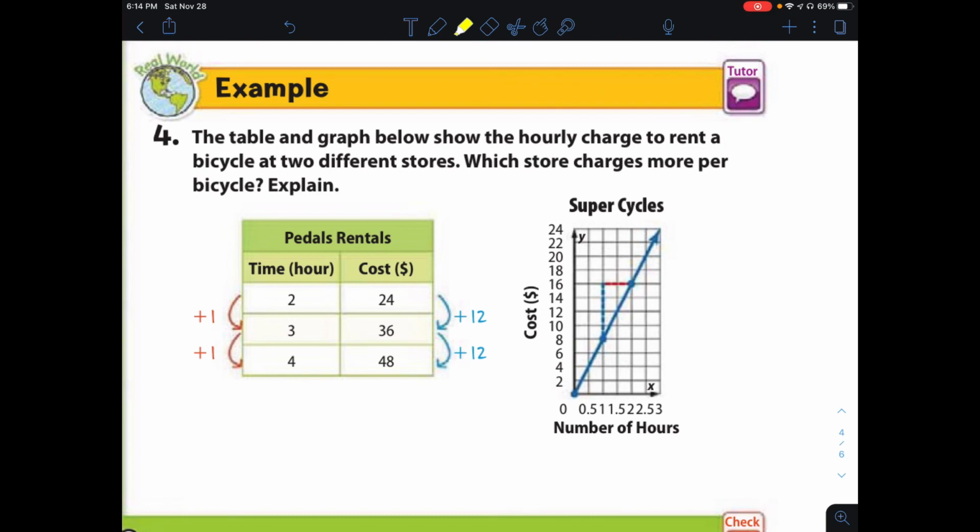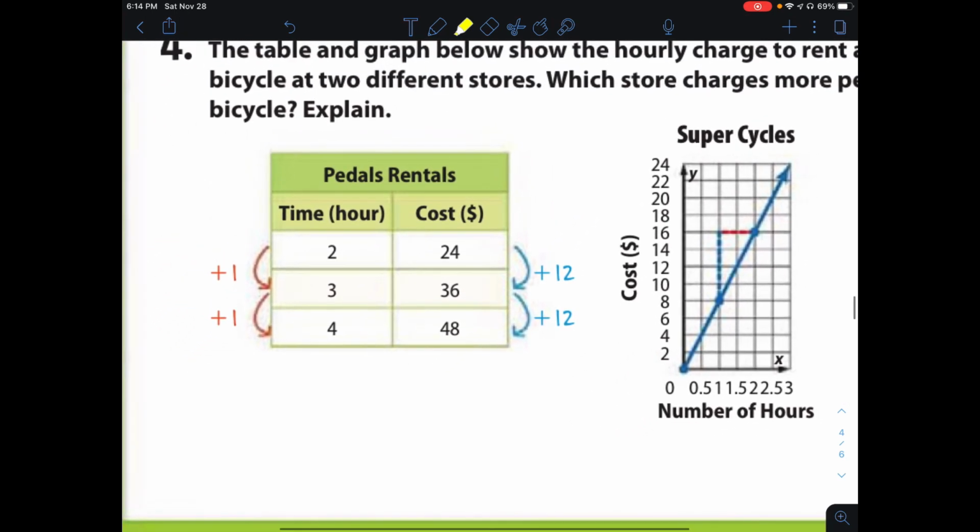So we have Pedal Rentals, and you have time and the cost. In Pedal Rentals, for every 2 hours, the cost is $24. For 3 hours, $36. 4 hours, $48. Now, if you look at the change in the cost, it's plus 12 every single time for the cost. For the time, it's always adding 1.